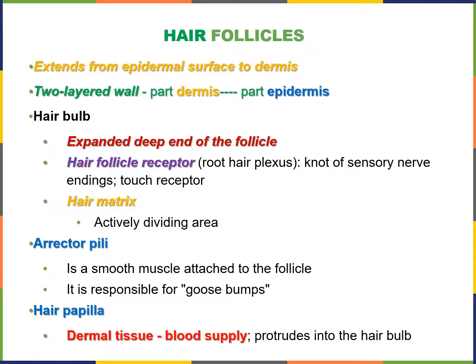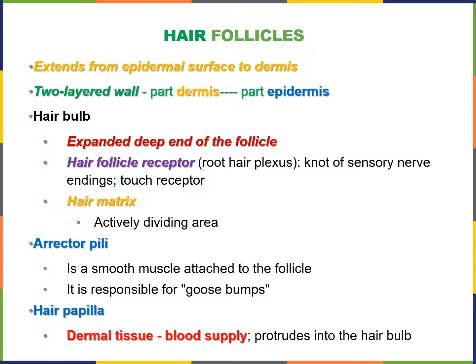Down here, we have the hair follicle receptor, which is also called a root hair plexus. It's a sensory nerve ending that we're going to use as a touch receptor. And the hair matrix is the area in the follicle where we have active mitosis taking place. So the production of the root of the hair and ultimately the hair shaft that we see, which is like the top of the skin, the corneum, is dead keratinized tissue.